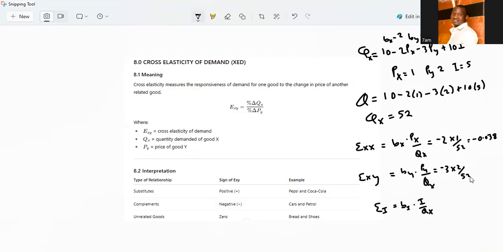And here we have 6 divided by 52. We're getting negative 0.11. What type of elasticity is this? For cross price elasticity, it's inelastic. But for cross price elasticity, what is our comment? If it's a negative, it's a complement, right?